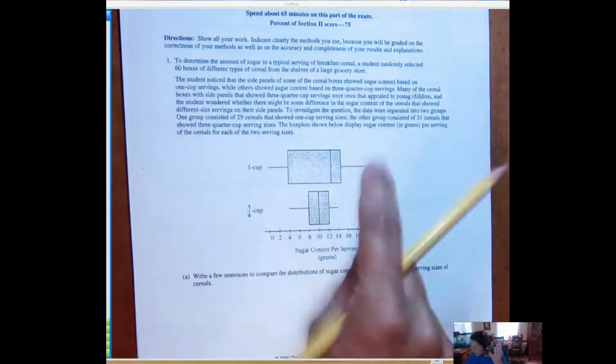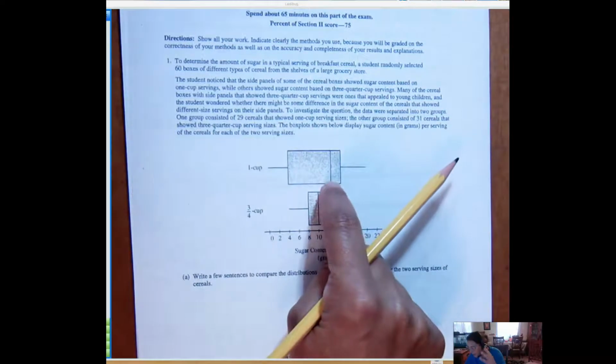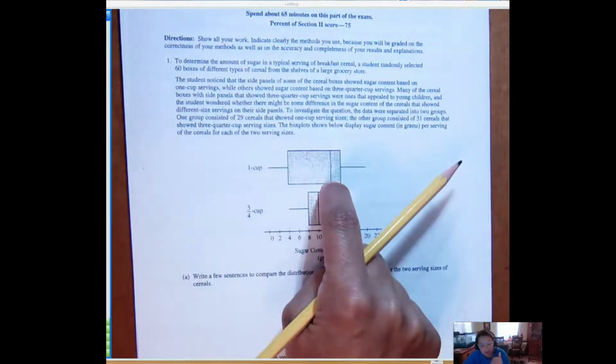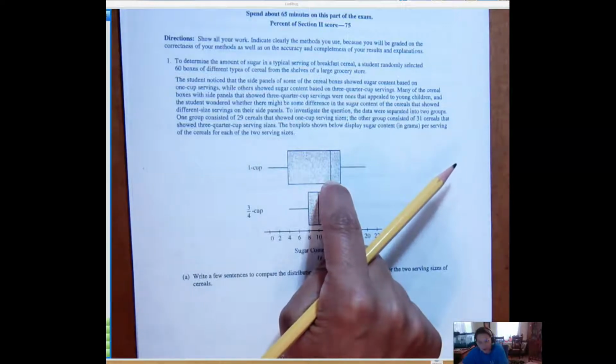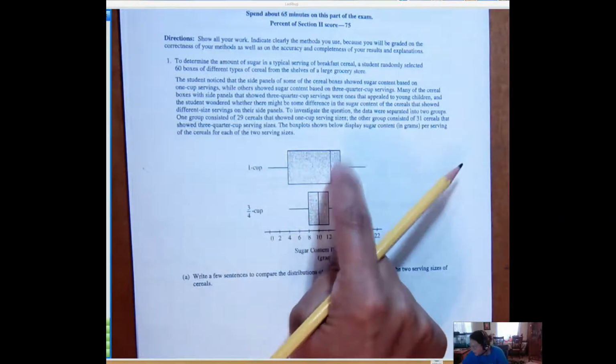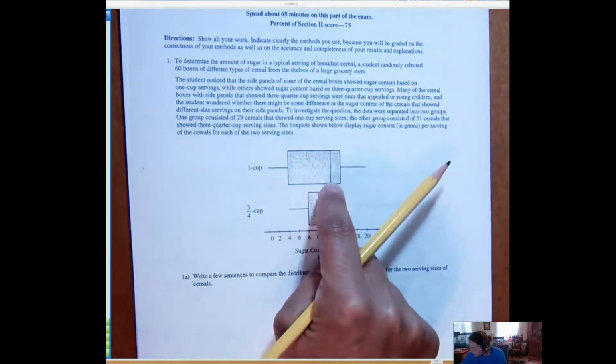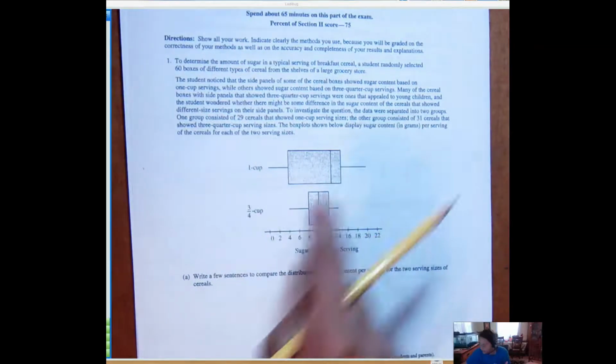So here we go. For the 1 cup serving size, the median is larger. Make sure you say because if you just state facts like my age is 48 and your age is 18, that's not comparing. I would have to say my age is larger than your age. So here, the average cup size for the 1 cup has a larger median than the 3/4 cup.